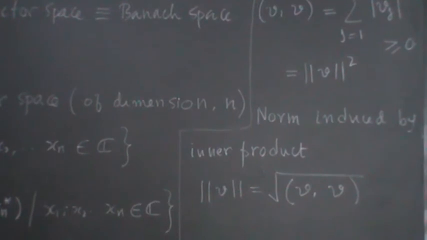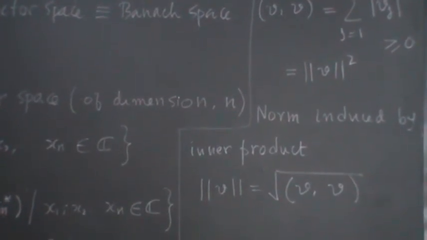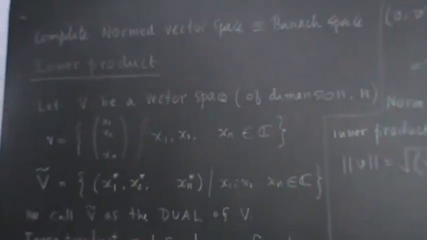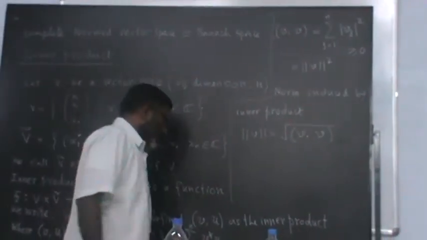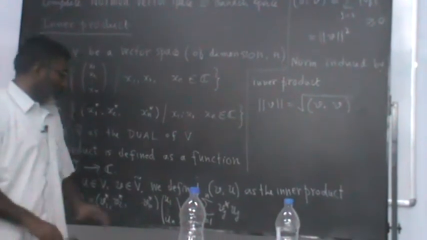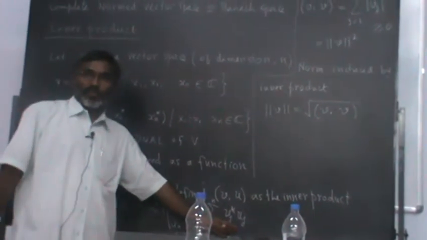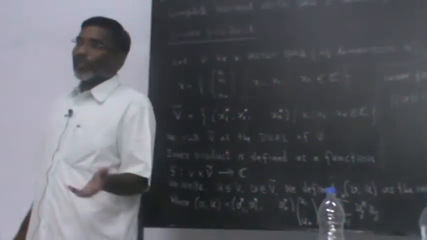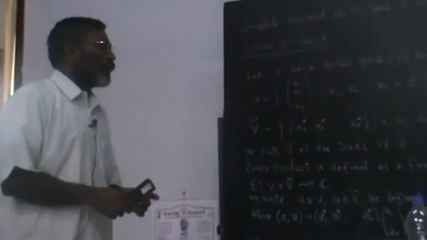So inner product is a general structure. And for the inner product, you can define anything as an inner product. It is not necessary that this is the way to define an inner product. You can also define an inner product in other ways. What are the axioms that the inner product should satisfy?